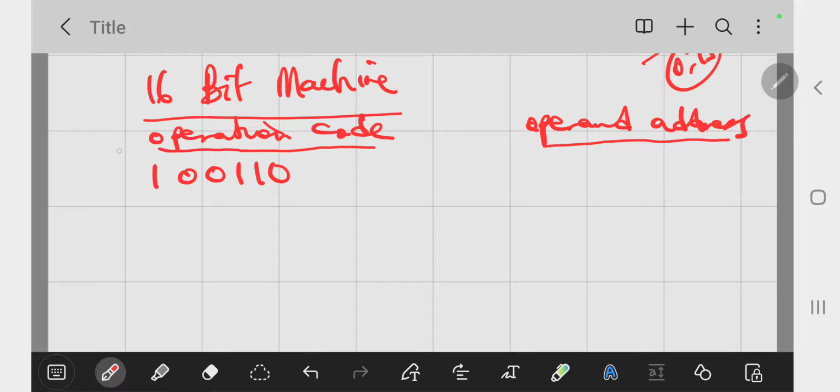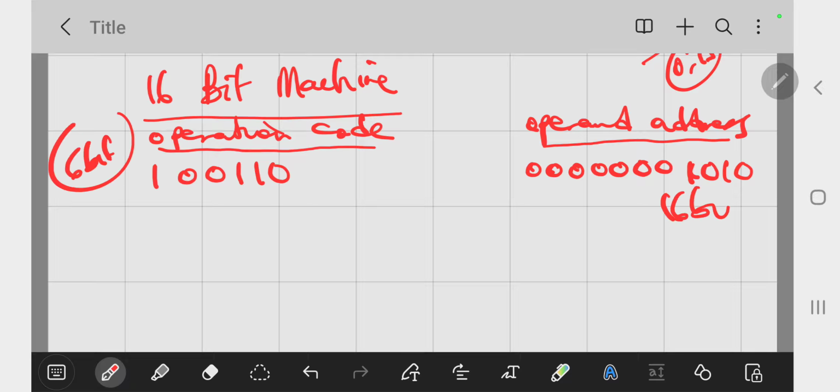Yeah, so basically this will be the operation code, which is going to be converted to the operand address. Yeah, so as you can see, this is 16 bits. Yeah, this would be 6 bits. Yeah, but this was just an example of how it would look like in a 16-bit machine, where the operation code is converted into an operand address like that.